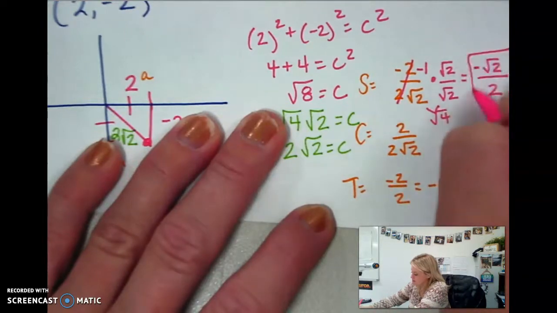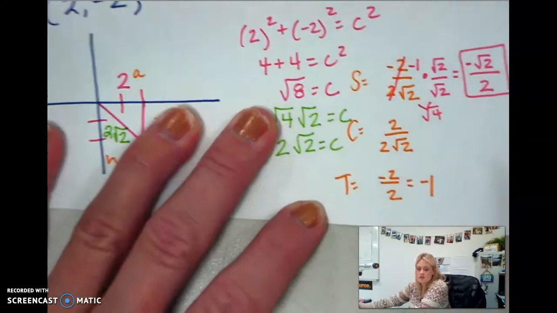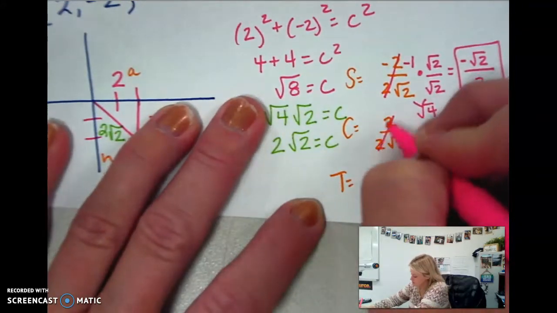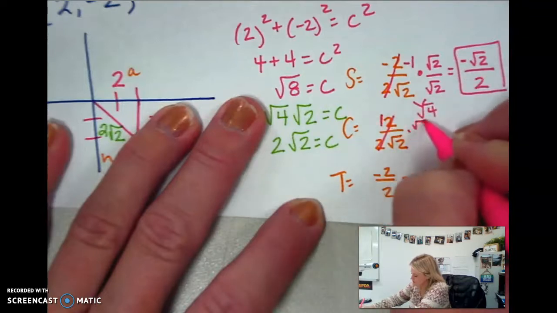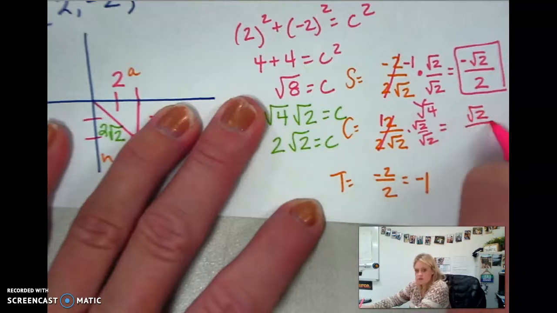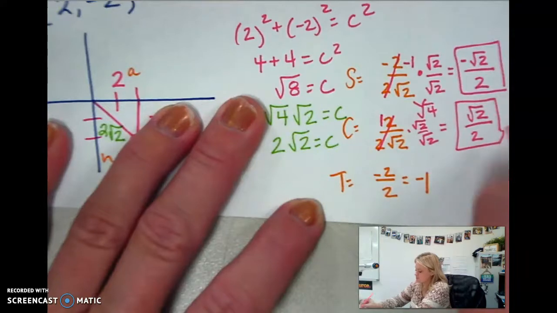And why can't I simplify my 2's? Because one's a radical and one's a number. Same thing here. 2 divided by 2 square root of 2 reduces to 1 over square root of 2. Multiply top and bottom by the square root of 2. 1 times the square root of 2 is the square root of 2. And this gives me the square root of 4, which is 2.